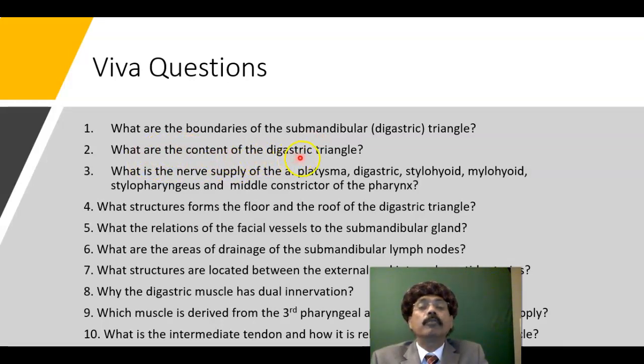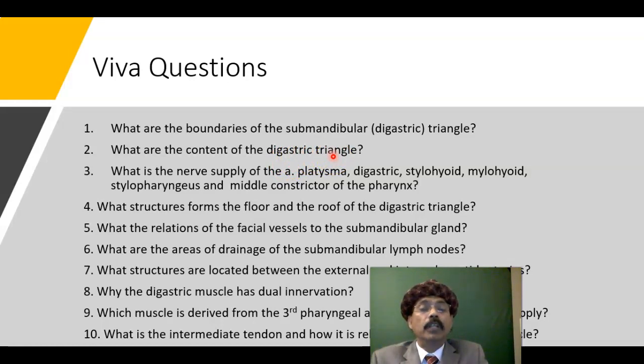What are the contents of digastric triangle? We have the anterior part content and posterior part content. Anterior part content: we have the submandibular gland, we have the submental artery, mylohyoid vessels and nerve, and we have the hypoglossal nerve.